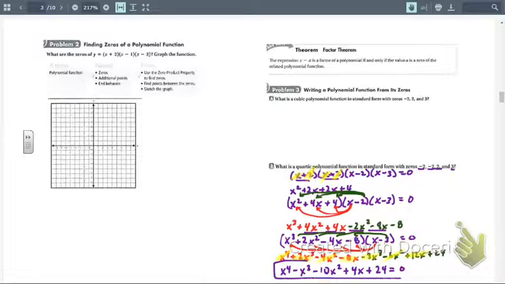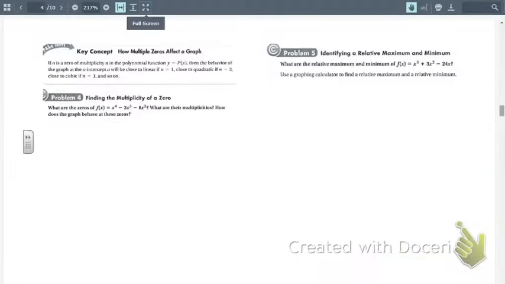So this, ladies and gentlemen, after a lot of work, is the polynomial that's derived from those zeros. Okay, we're going to skip problem 4. We don't have to worry about that.